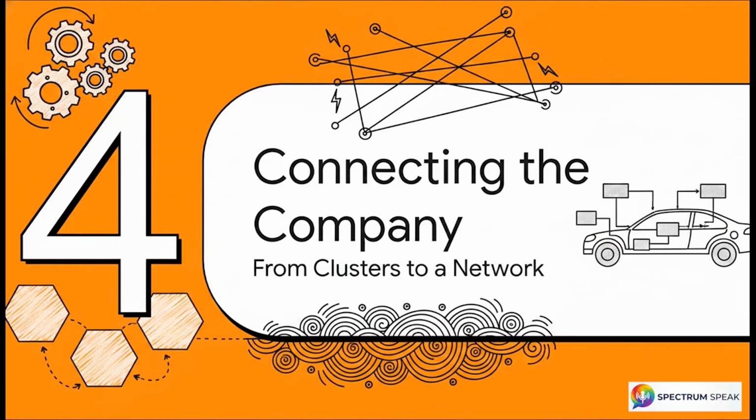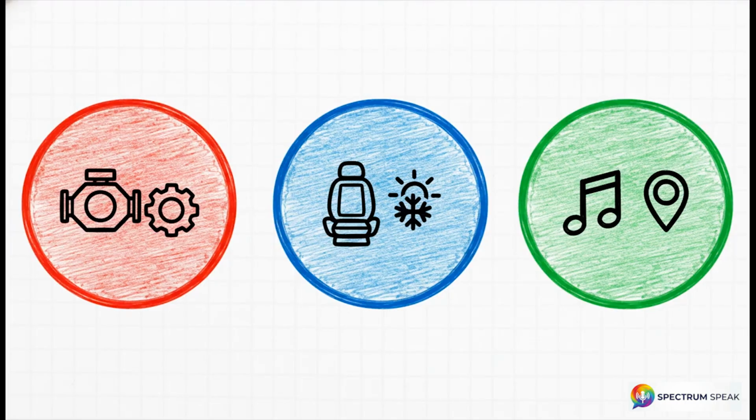So we have our departments, our clusters, all having their own little meetings. But a company isn't just a bunch of separate teams working in isolation, right? To get the real work done, they have to talk to each other. So let's zoom out and see how the whole company gets connected. In your car, you've got all these different clusters running at the same time. You've got the powertrain cluster handling the engine stuff. You have a comfort cluster managing your seats and AC. And you have the infotainment cluster dealing with your screen and speakers. Each one is its own separate department meeting.